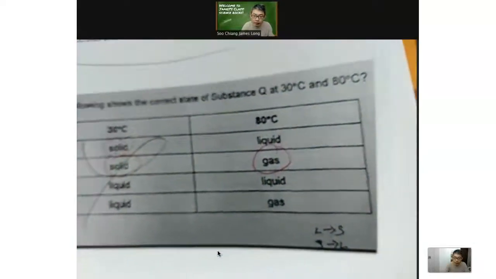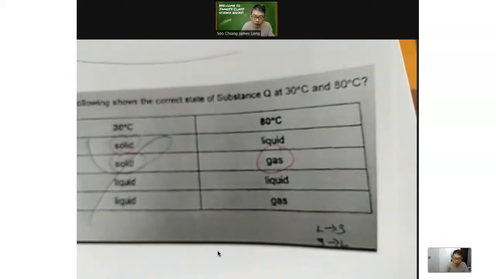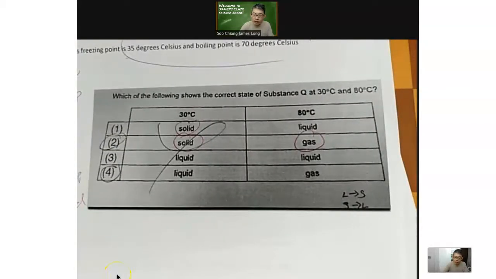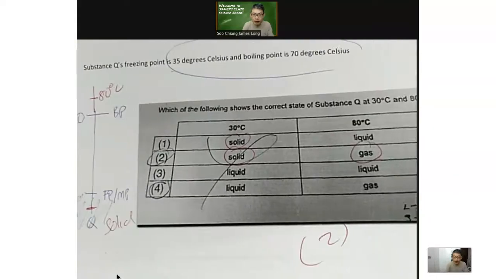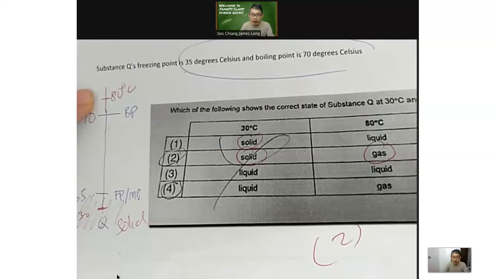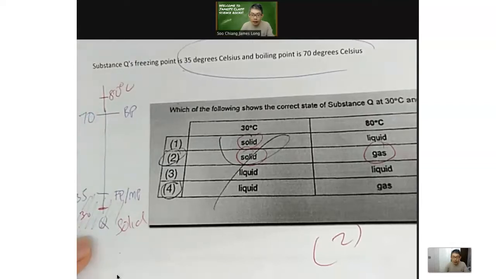Alright, so it's a gas. So if it's a gas, that means our answer is number 2. Okay, the answer for this is number 2. And this is the working that you use to do it. Gas at 80 degrees Celsius and a solid below 35, which is at 30 degrees Celsius.